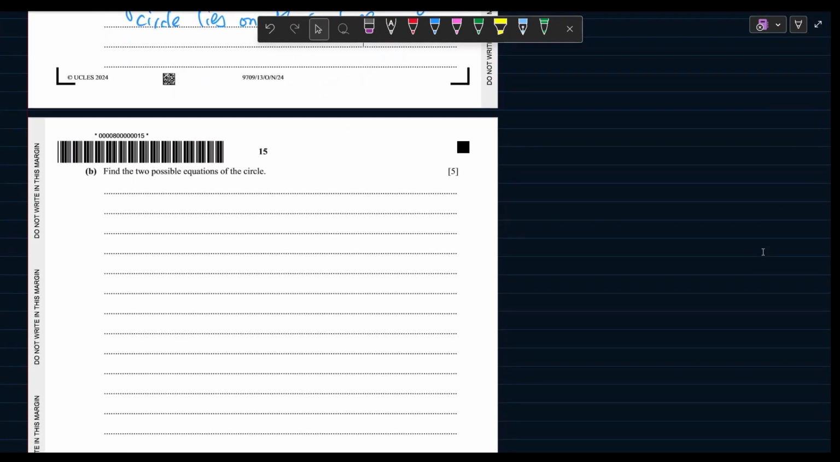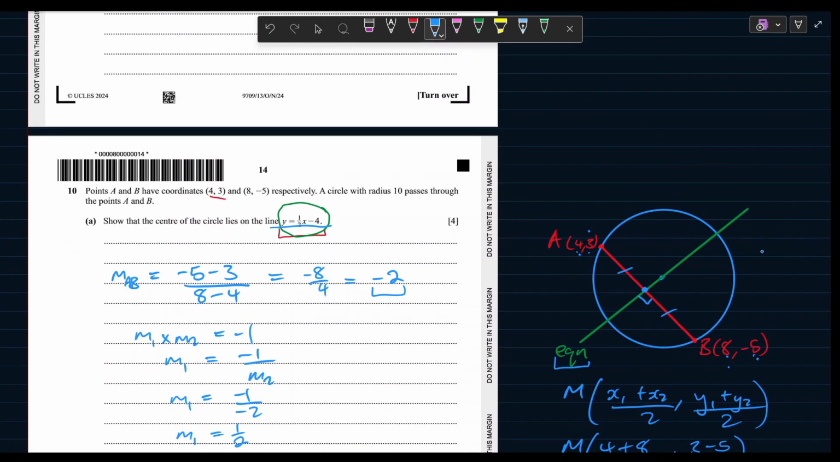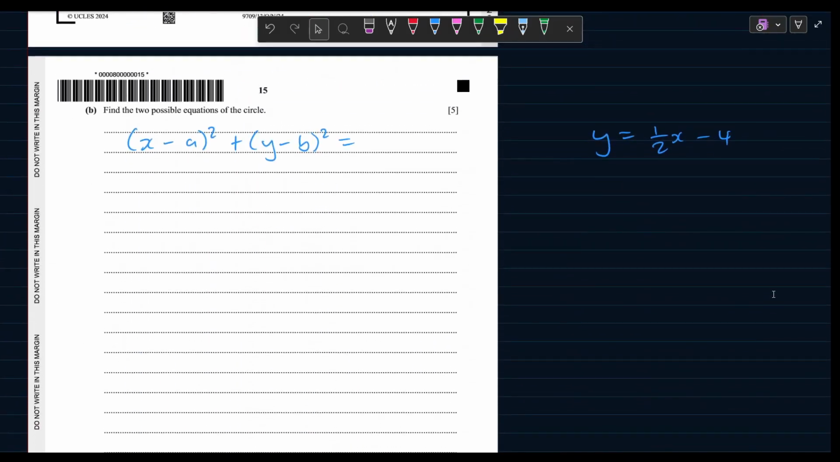Now part B says find the two possible equations of the circle. Okay, so this is an interesting one. We know that our circle lies on the line y equals half x minus 4. And we know that our circle takes the form (x minus a) squared plus (y minus b) squared is equal to r squared. I believe they gave us the radius. So our circle is radius 10. So this should be equal to 10 squared.